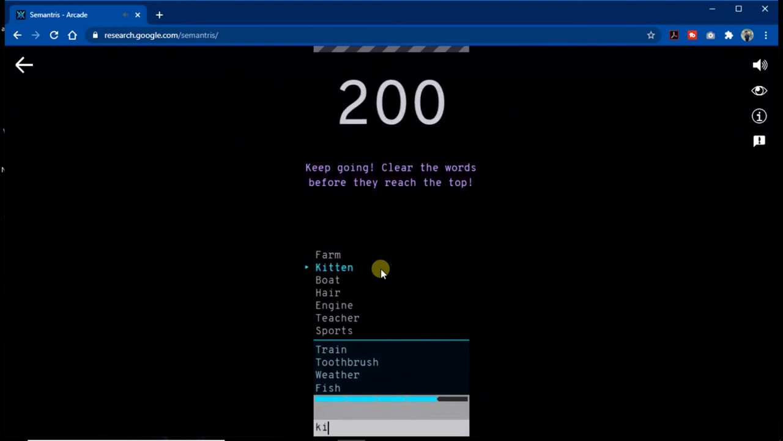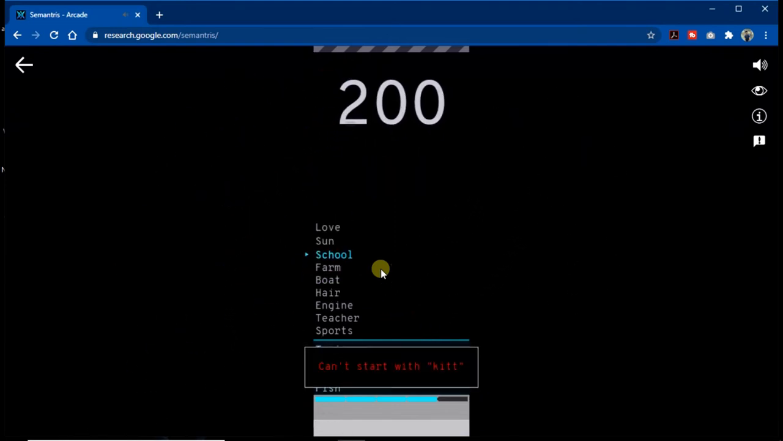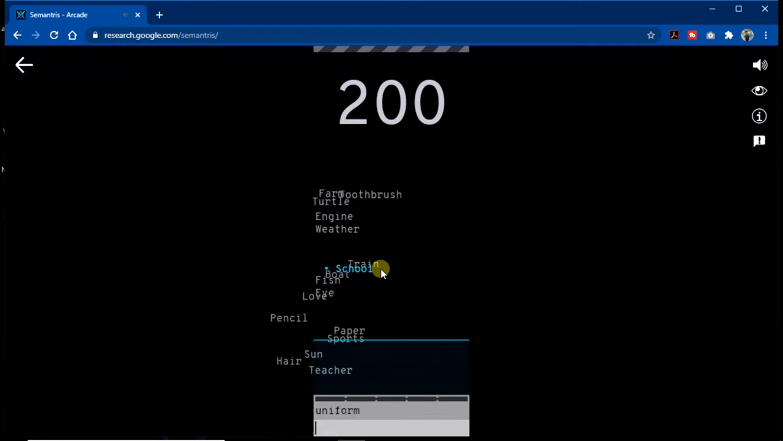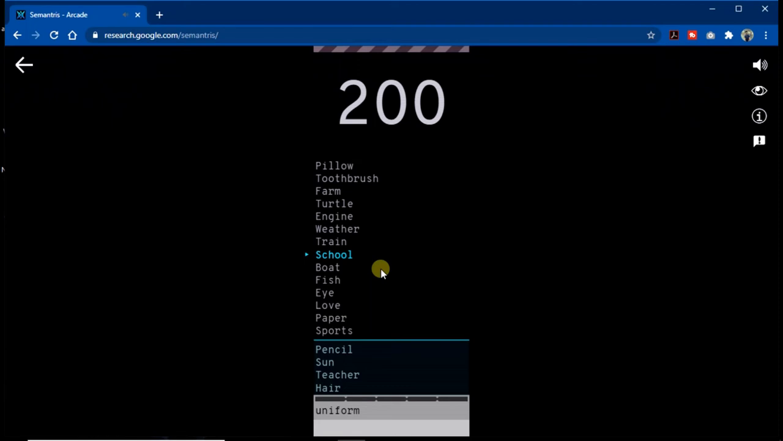Kitten. Kitty. Okay, no, that's not a kitty one. Okay, school. School comes with shoes. The school shoes. Okay, that's not a word. We're going to go for books. Okay, books is also not a word. We're going to go for uniform. That's correct. That's not even a word again. Well, school. School comes with books.